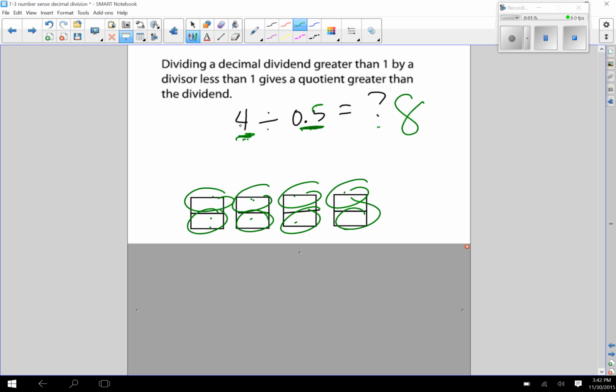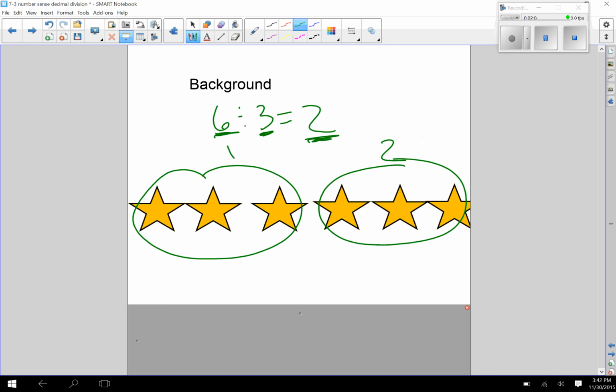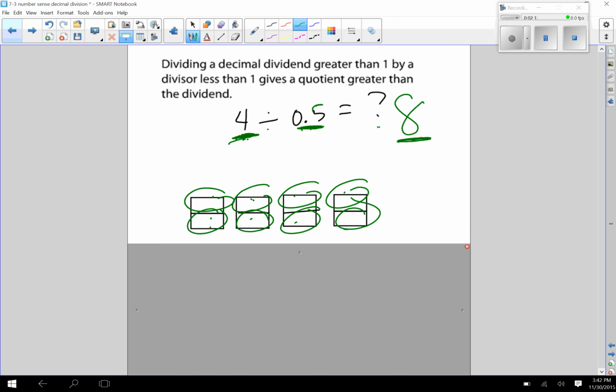Notice I have a dividend that's greater than 1 and a divisor less than 1, and my quotient is greater than the dividend. If we go back to our whole number example, we'll notice that the quotient was less than the dividend, because we normally think of dividing as things getting smaller. But when we start getting decimal and fraction divisors, the quotients are going to start getting bigger. So that's something to look forward to.